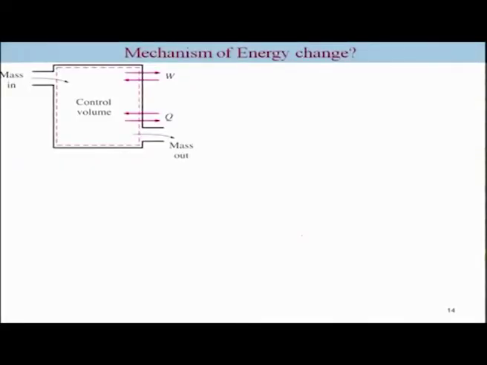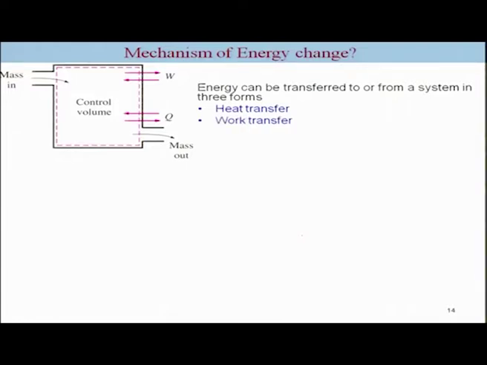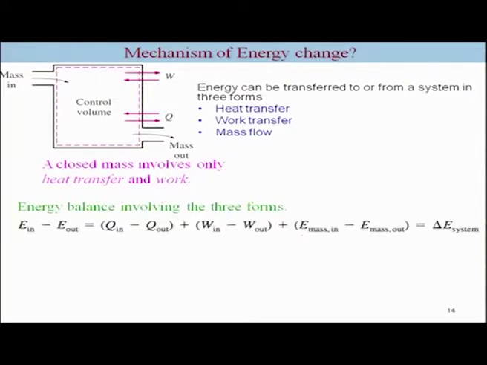So, we have mass interaction, that means masses can come in and out, and work, as well as heat interaction. So, energy can be transferred to or from a system in the form of heat transfer, work transfer and mass flow. Whereas the closed system involves only heat transfer and work. So, a general definition in that case would be E in minus E out is equal to delta E system.